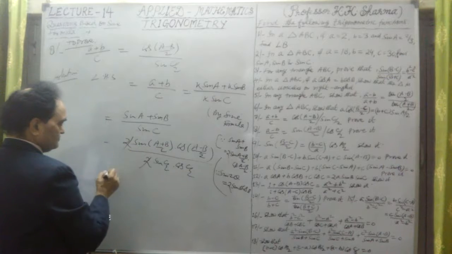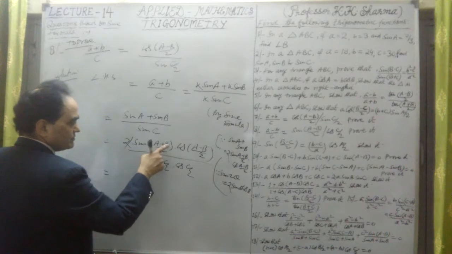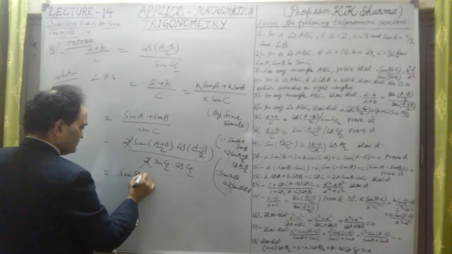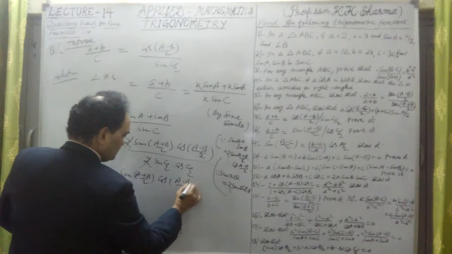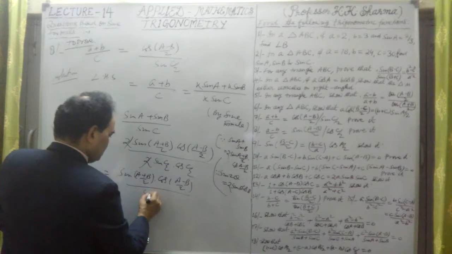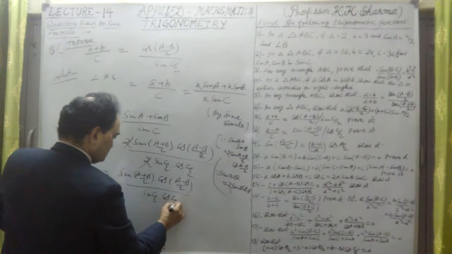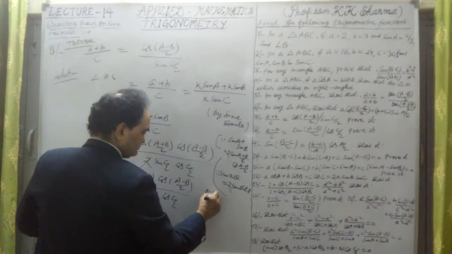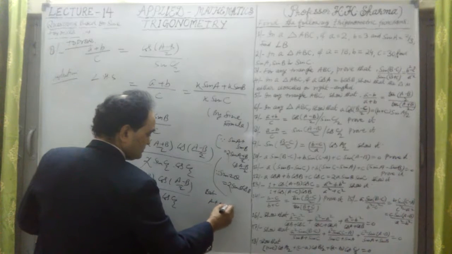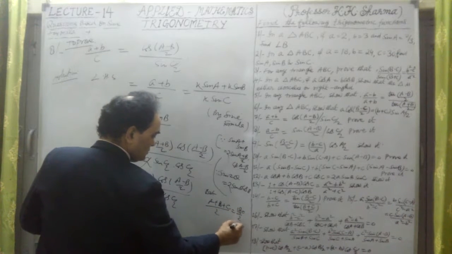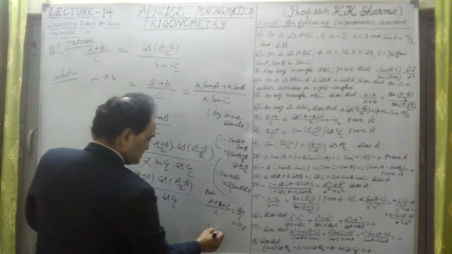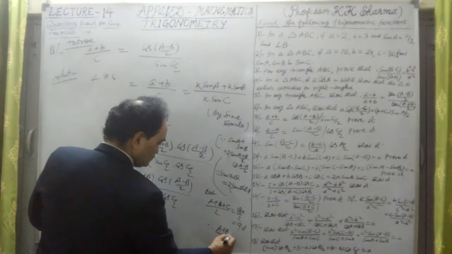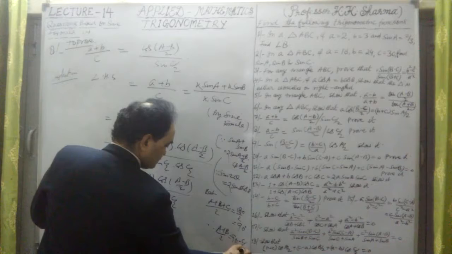Okay, so 2 cancels out. Now again, this is sine (A plus B) by 2 into cos (A minus B) by 2, whole divided by sine C by 2 into cos C by 2. But A plus B plus C, the three angles sum, divided by 2 equals 180 upon 2, that means 90 degrees. This we know. Therefore, A plus B by 2 is equal to 90 minus C by 2.